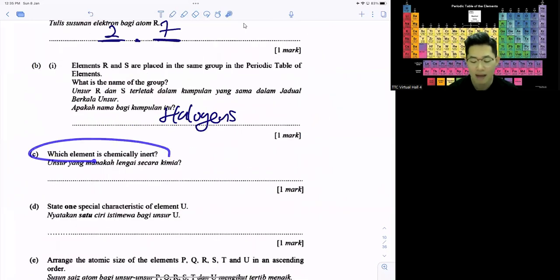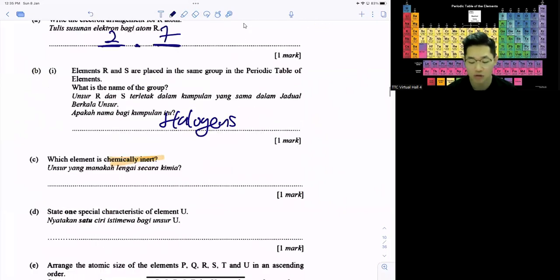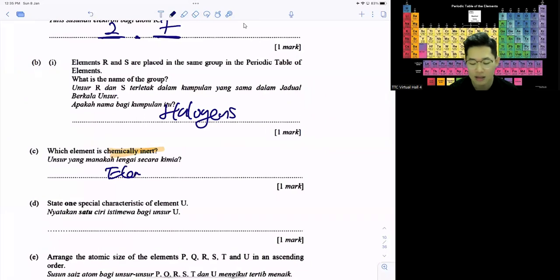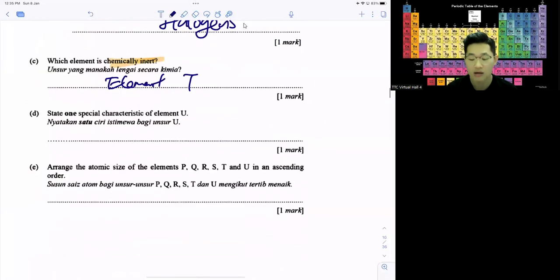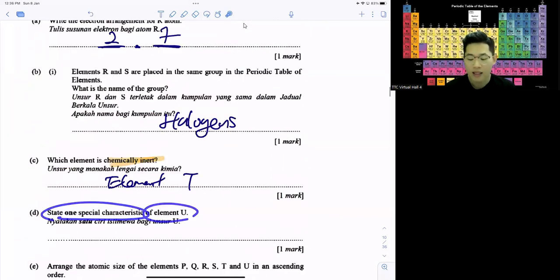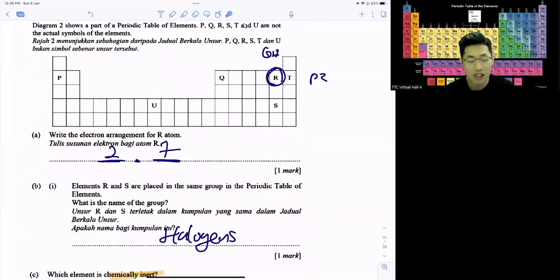Which element is chemically inert? Inert means unreactive. So the answer will be element T. You see, by telling them which one, who, is element T. 谁啊？哪里一个啊？是写 element，解释就写 actor. State one special characteristic of element U. Okay, element U is a transition element.